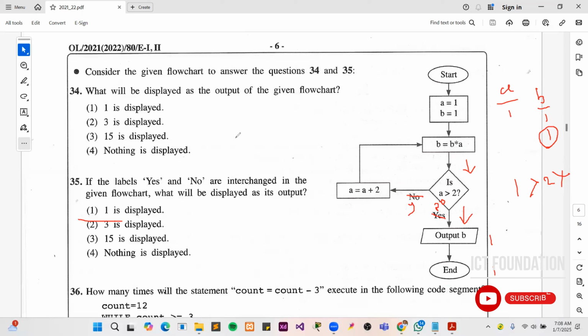So in this video session, we have covered 31st to 35th, 5 questions we have discussed. So in the next video session, we will see the rest of the questions in the MCQ part.